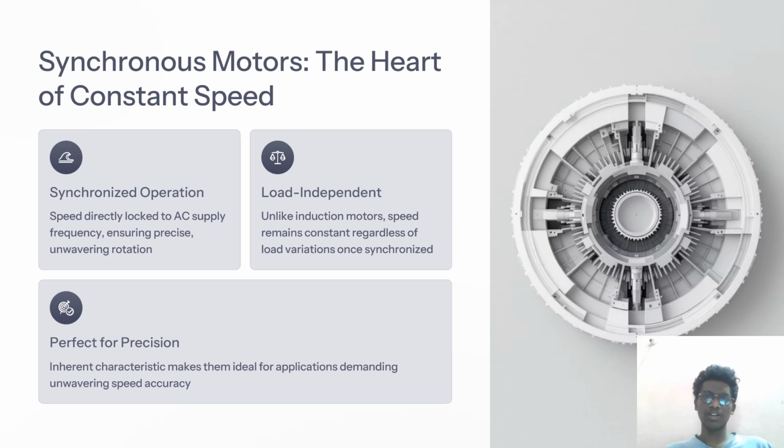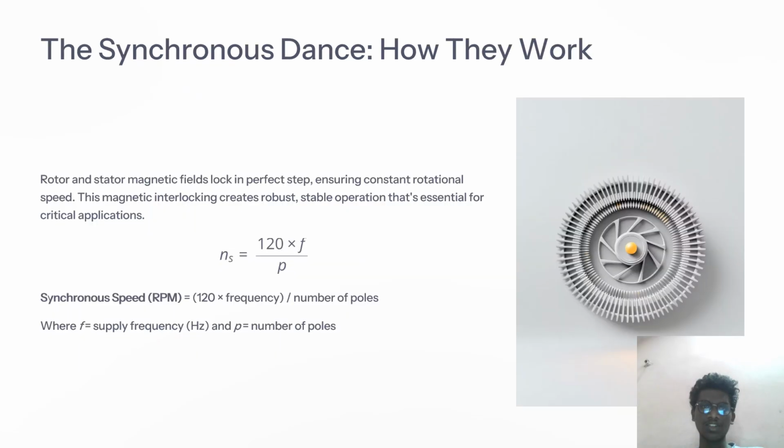This is the synchronous speed formula. The rotor and stator magnetic fields lock in perfect step, ensuring constant rotational speed. This magnetic interlocking creates robust, stable operation that is essential for critical applications. Synchronous speed Ns = 120 F by P, where F is the supply frequency and P is the number of poles. This is the formula to calculate the synchronous motor speed.